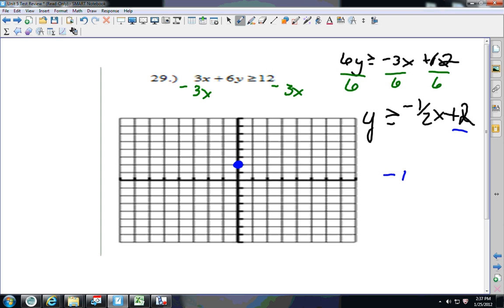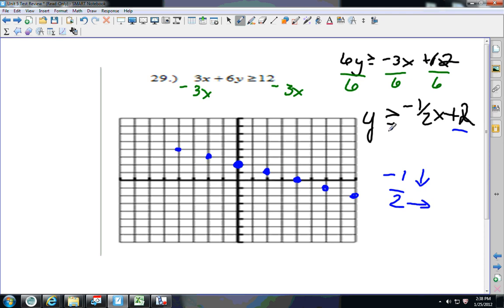My slope is negative 1/2. Tells me to go down 1 to the right 2, and put a dot. Down 1 to the right 2. I can also go up 1 to the left 2 and go backwards.